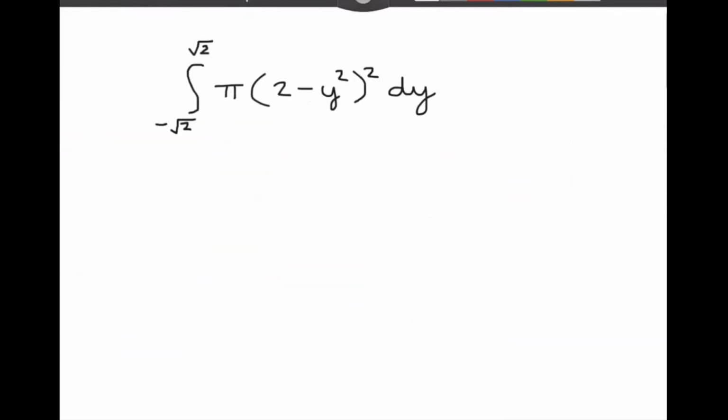All right, so this is our integral. It goes from negative root 2 to root 2, pi times the square of 2 minus y squared. Remember, 2 minus y squared is r of y. So I will go ahead and evaluate this one for you live.